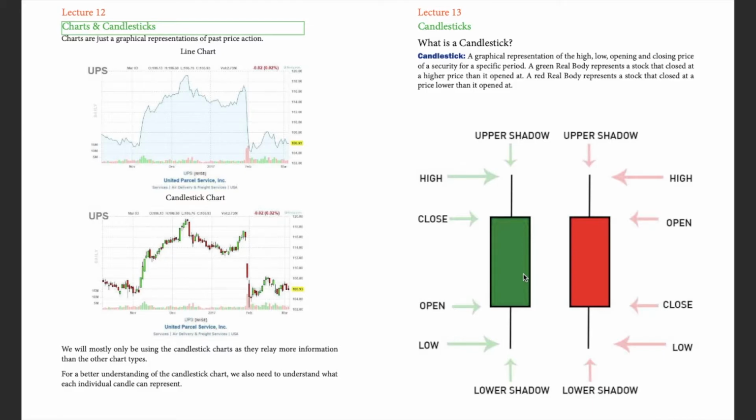In a candlestick there are three parts. One is the body, the second is the upper shadow or upper wick, and the third is the lower shadow or lower wick. On a green color candle, you'll be able to see the box part, the dark green color. That is called the body of the candle.